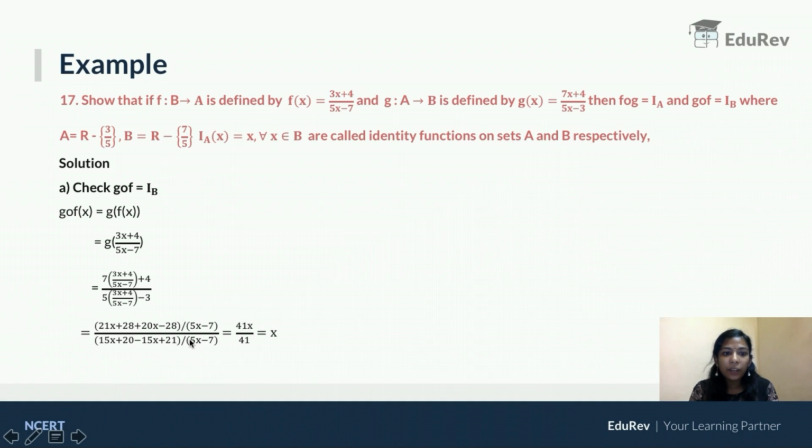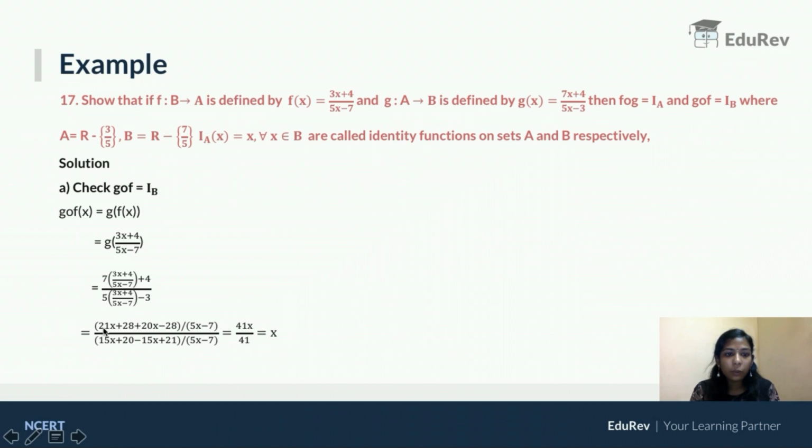And I have simplified those values. 7 3s are 21x, 7 4s are 28, and 5x minus 7 into 4 means 4 5s are 20x, and minus 7 into 4 is minus 28. And here 5 into 3x plus 4 means 5 3s are 15x, and 5 into 4 is 20. Minus 3 into 5x minus 7 is minus 3 into 5x is minus 15x and minus 3 into minus 7 is plus 21. And 5x minus 7 gets cancelled in the numerator and the denominator part.